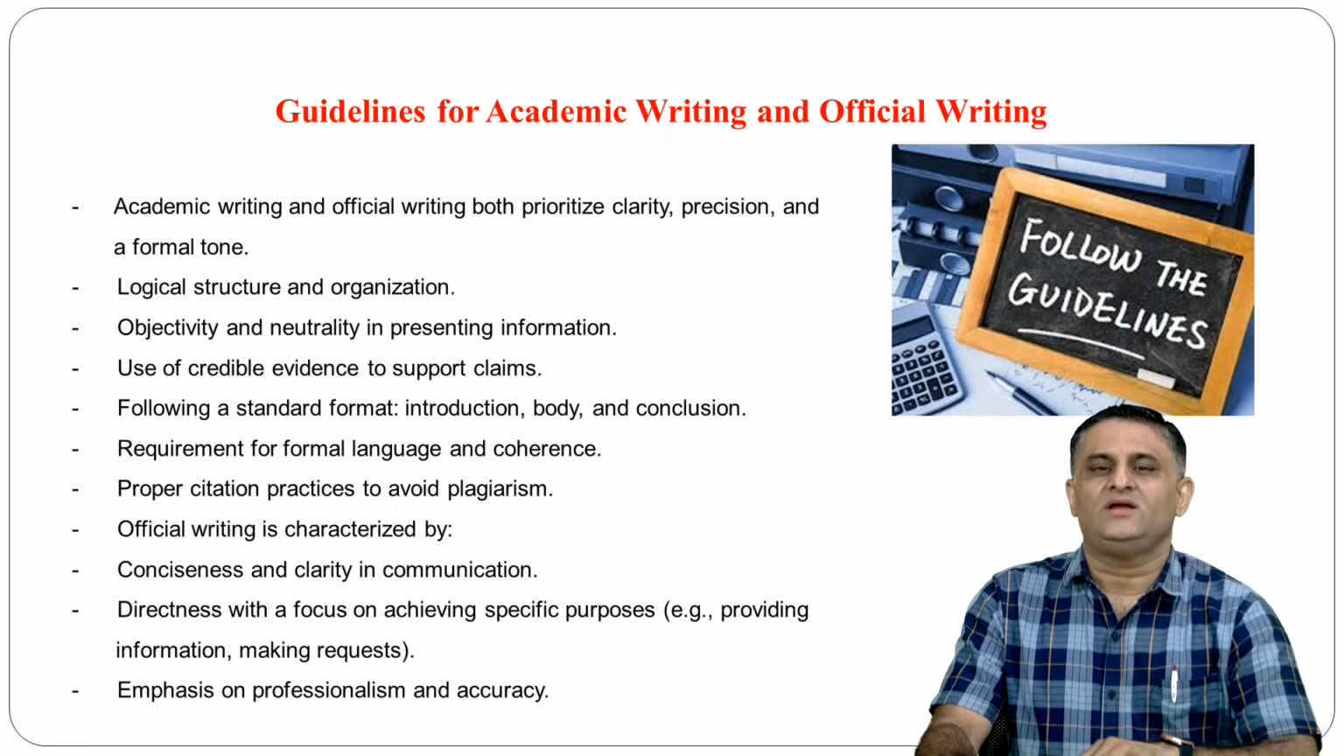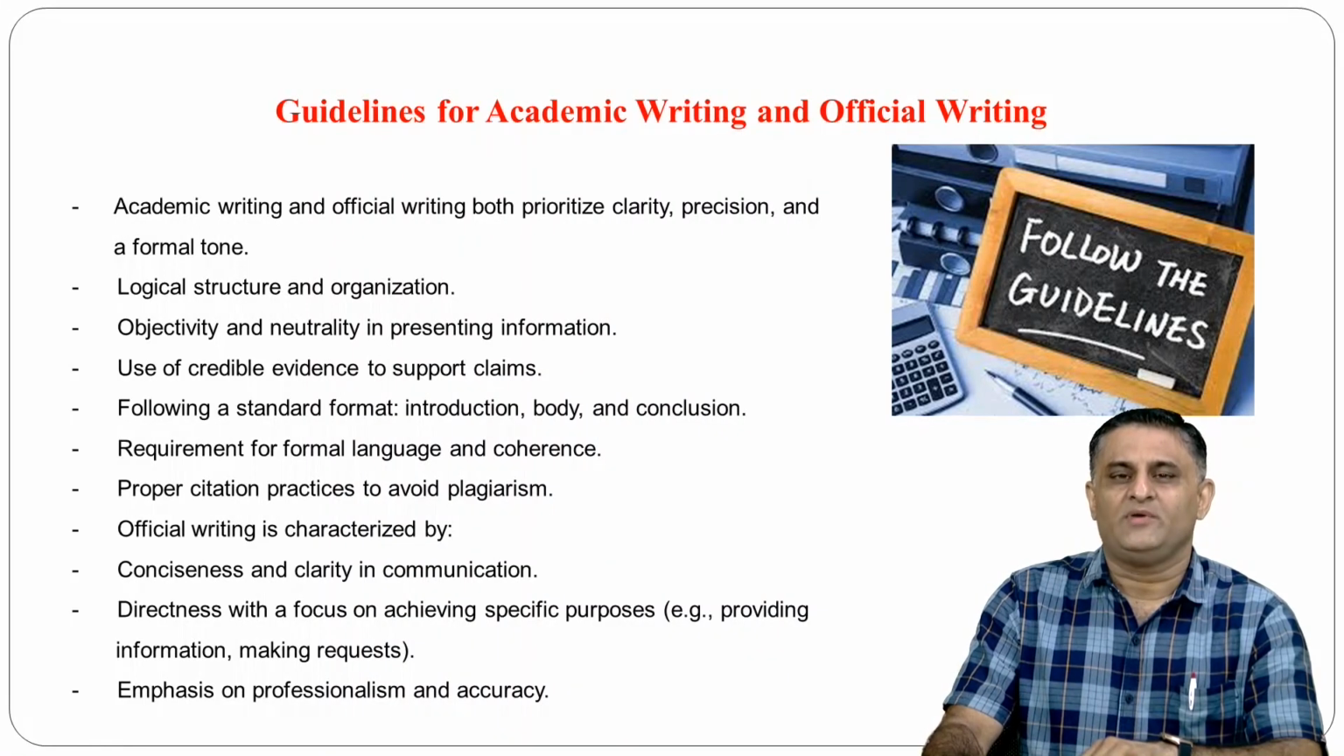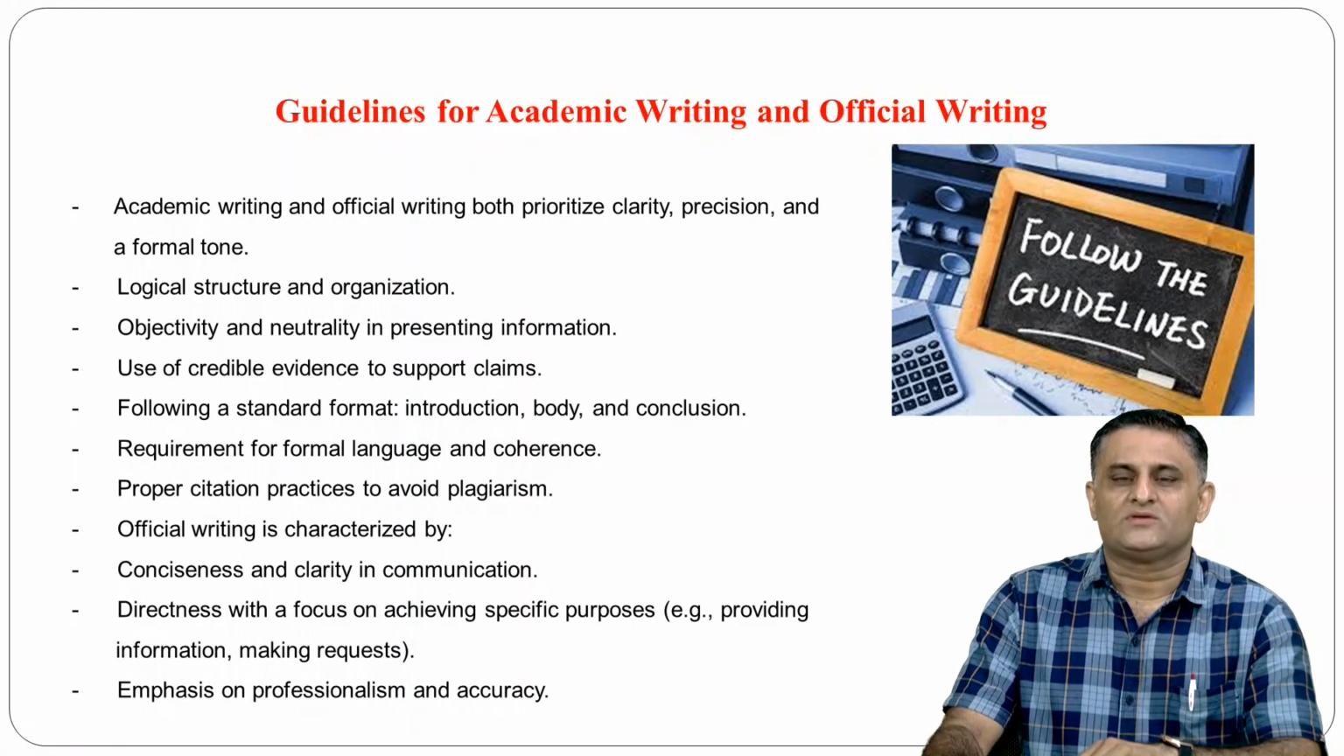Next slide is all about the guidelines for academic writing and official writing. There are certain parameters, certain guidelines that we have to follow to make a significant impact on academic writing and official writing. Academic writing and official writing both prioritize clarity, precision, and a formal tone. Make sure organizational and academic writing both are in formal tone. So it is our solemn responsibility that whatever we are writing, we have to follow some parameters. Number one, it must have clarity.